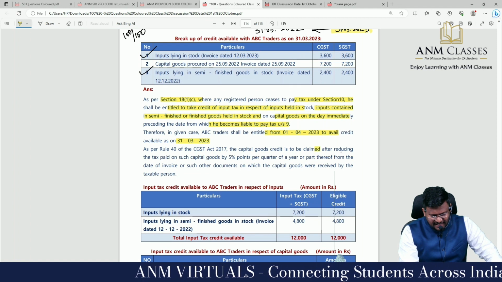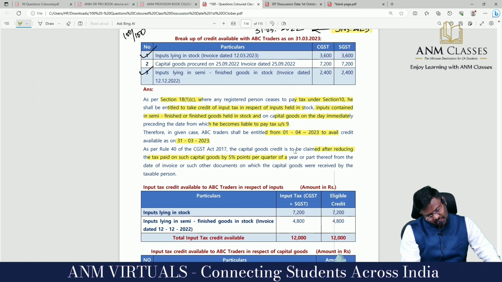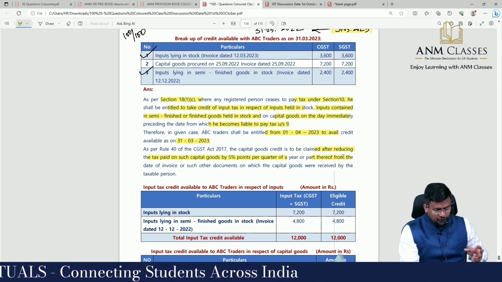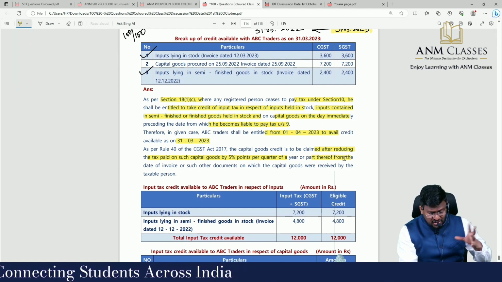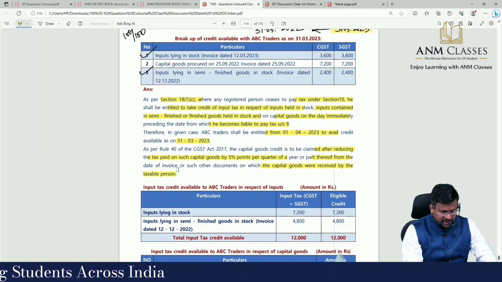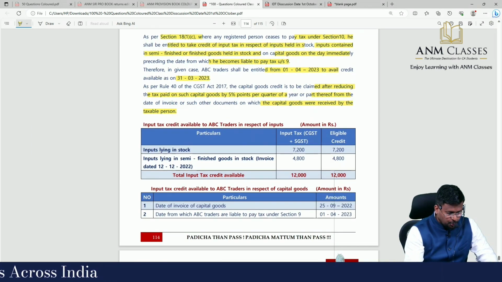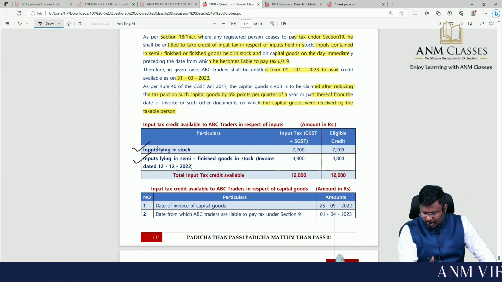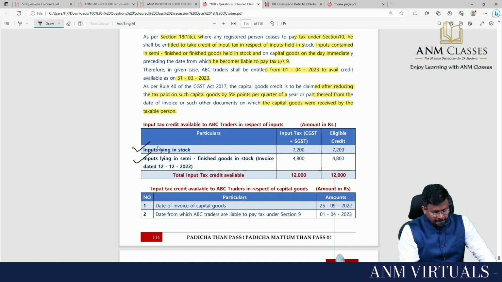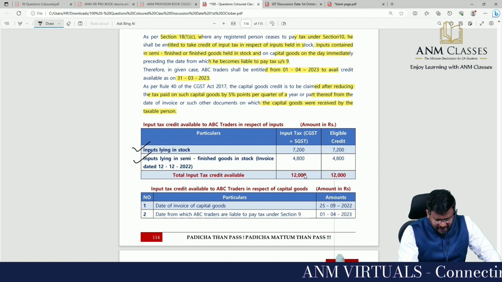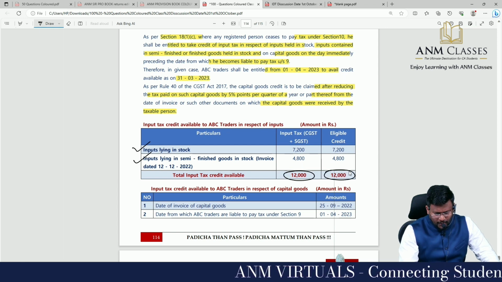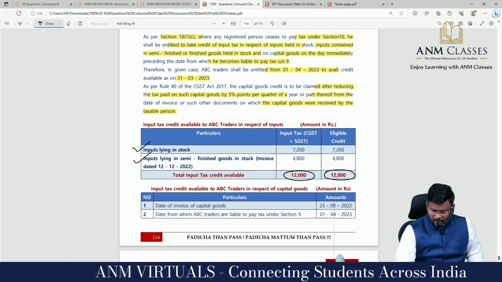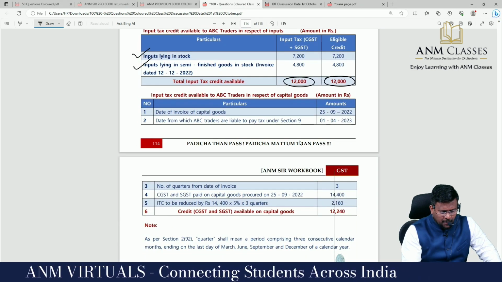As per rule 40 of the CGST Rules, capital goods credit is claimed after reducing the tax paid on such capital goods by 5 percentage points per quarter of year or part thereof from the date of invoice or such other document on which capital goods were received by the person. அப்படின்னா ஃபர்ஸ்ட் சொன்ன இன்புட்டுக்கு ஃபுல்லாவே ஐடிசி எடுத்துக்கலாம். செகண்ட் சொன்ன இன்புட்டுக்கும் ஃபுல்லாவே எடுத்துக்கலாம், கரெக்டா? So total input tax credit available is sir 12,000 and 12,000. This is for inputs. Shall we come to the capital goods? What is the input tax credit available to ABC traders?